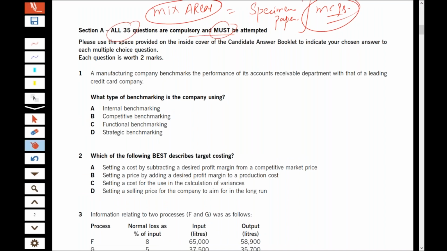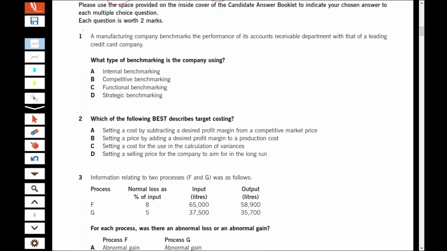And first of all, this is my question number one. And believe me, this will be a very productive session. It's going to start. A manufacturing company benchmarks the performance of its accounts receivable department.